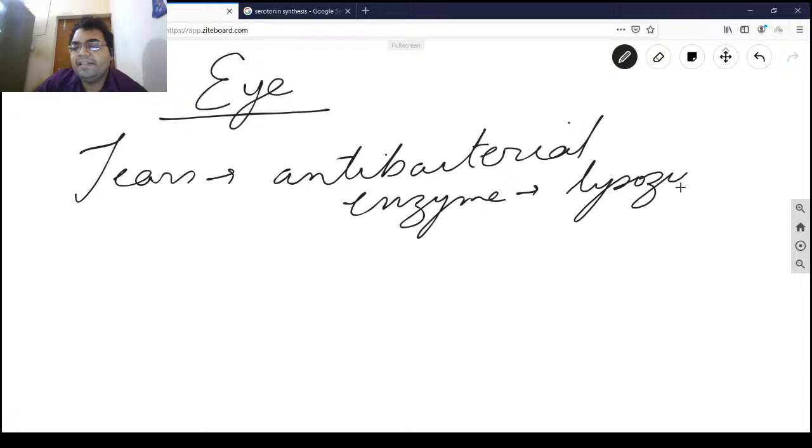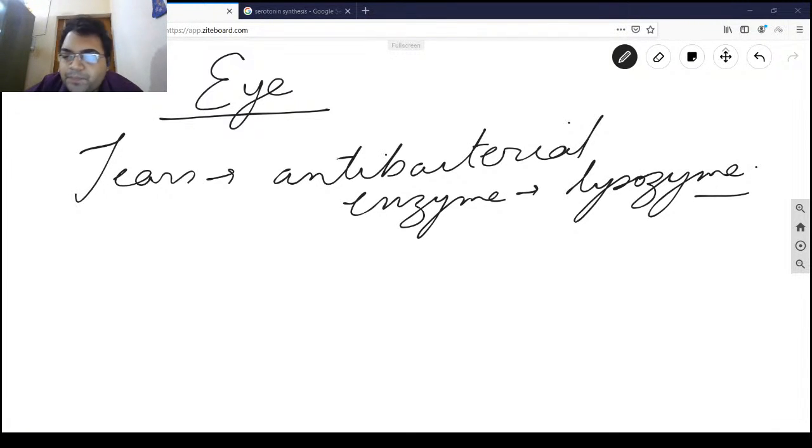Known as lysozyme. So tears do contain lysozyme. Now the lacrimal apparatus will produce, distribute, and also remove the tear.